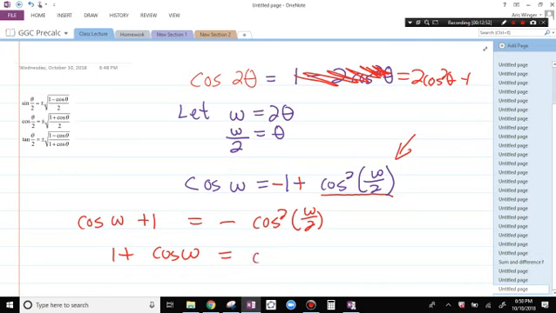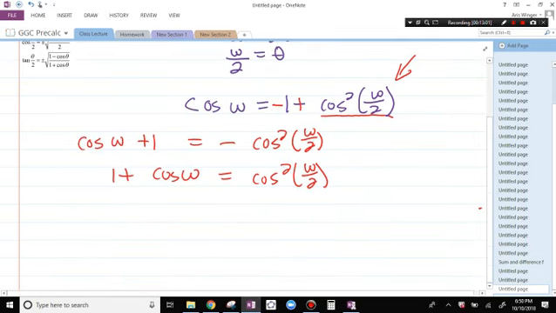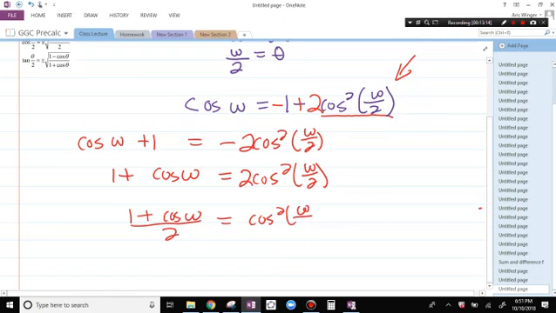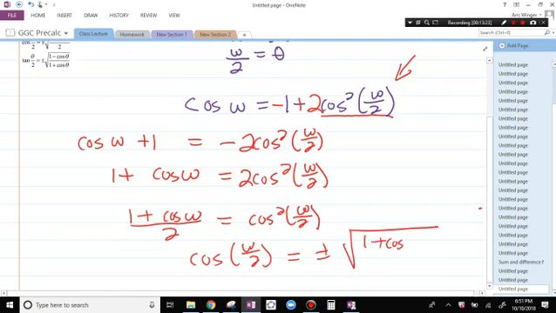Okay. And this is cosine squared omega over 2. You take this, and then there's a 2 in front of here, right? 2, 2, 2. Divide everything by 2. 1 plus cosine omega over 2 is equal to cosine squared omega over 2. And then finally, the cosine of omega over 2 is equal to plus or minus the square root of 1 plus cosine omega over 2. And so that's the first formula. You can get the other formulas in similar ways.